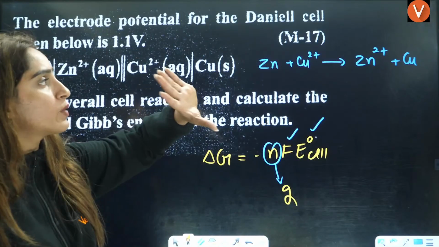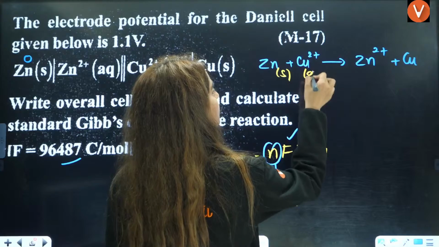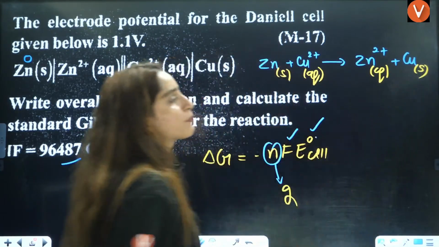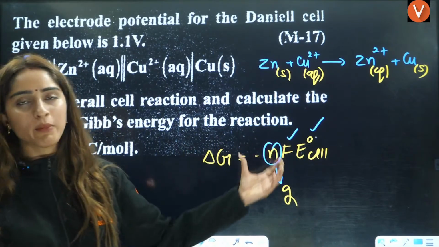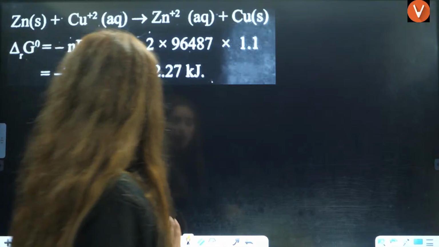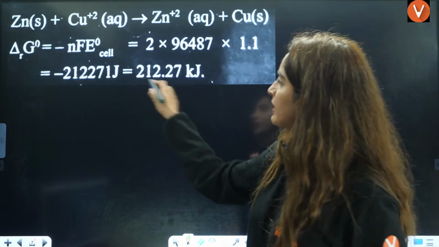Cell reaction also we have written here, right? You should also write which is solid, which is aqueous. This also you should write here, okay? Only then this will be a proper cell reaction. And this formula you will apply to get the value of delta G naught, right? From here you will be able to get the value of delta G naught.